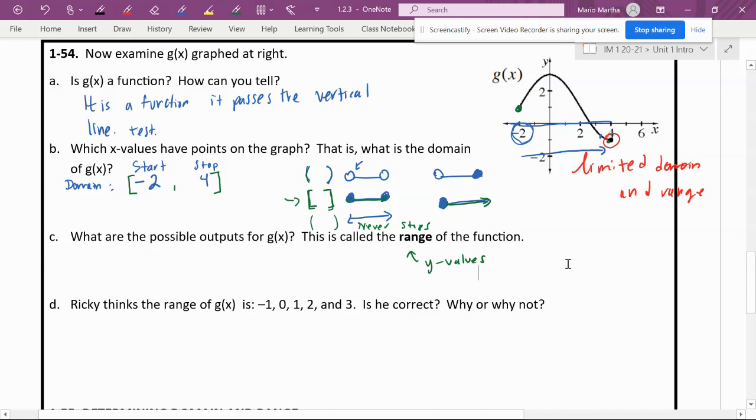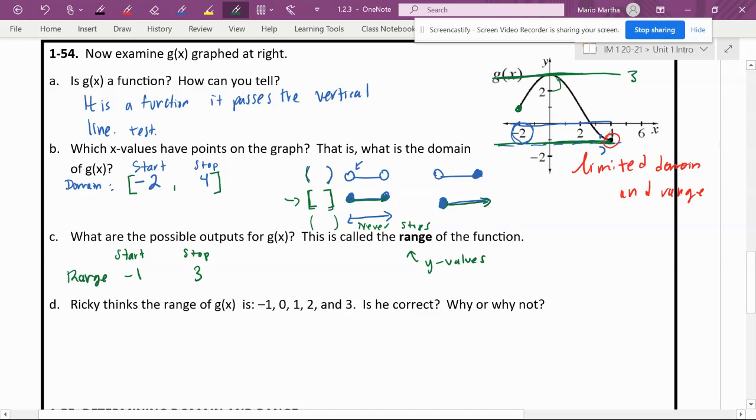All right. So now we're looking at the vertical. So we're looking to see what's the lowest point and then what's the highest point. If you notice right there, our lowest point happens to be at -1, and then our highest point over here on the graph happens to be at +3. So we start at our lowest, which would be -1. That's our start for the range. And then our stop is, in this case, +3.